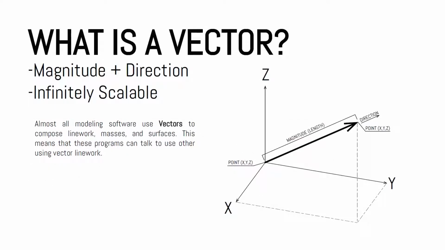So what is a vector? A vector is a mathematical equation that defines magnitude and direction. So a magnitude is basically from point A to point B, and that's the length of the vector, and the direction denotes where it's going. So 2 points typically define the confines of a vector. Both points are in space with an x, y, and z, and it's infinitely scalable.